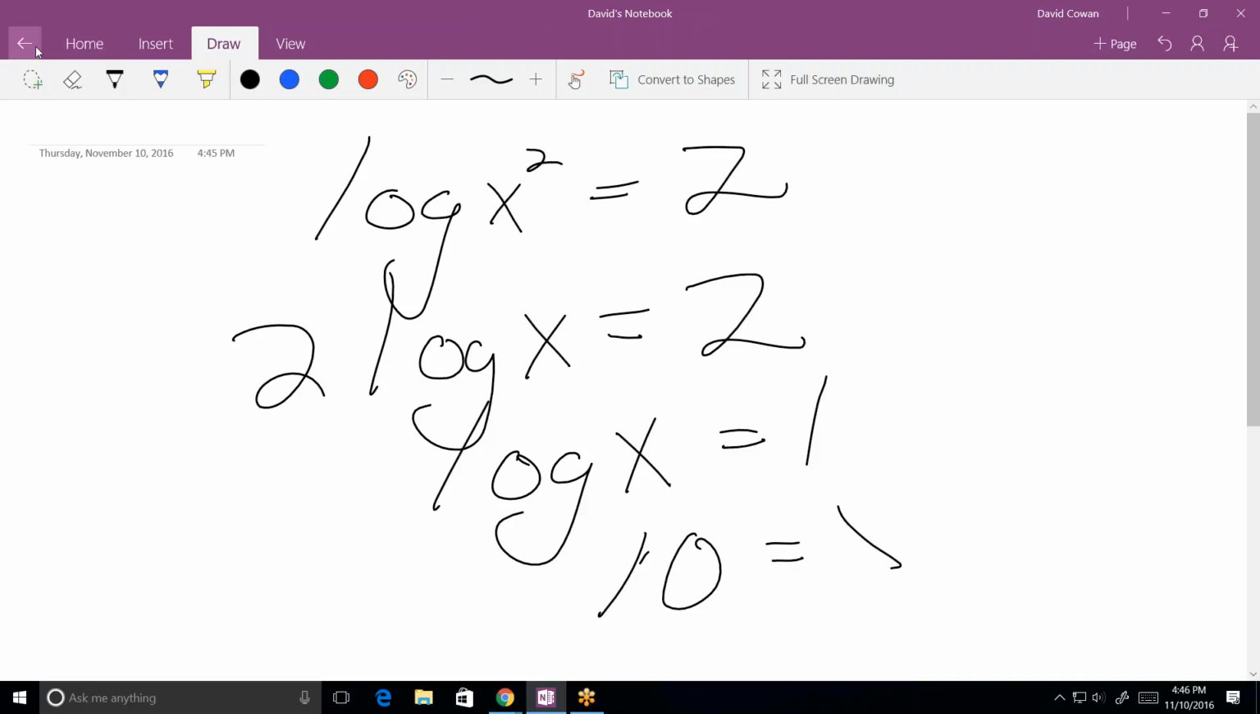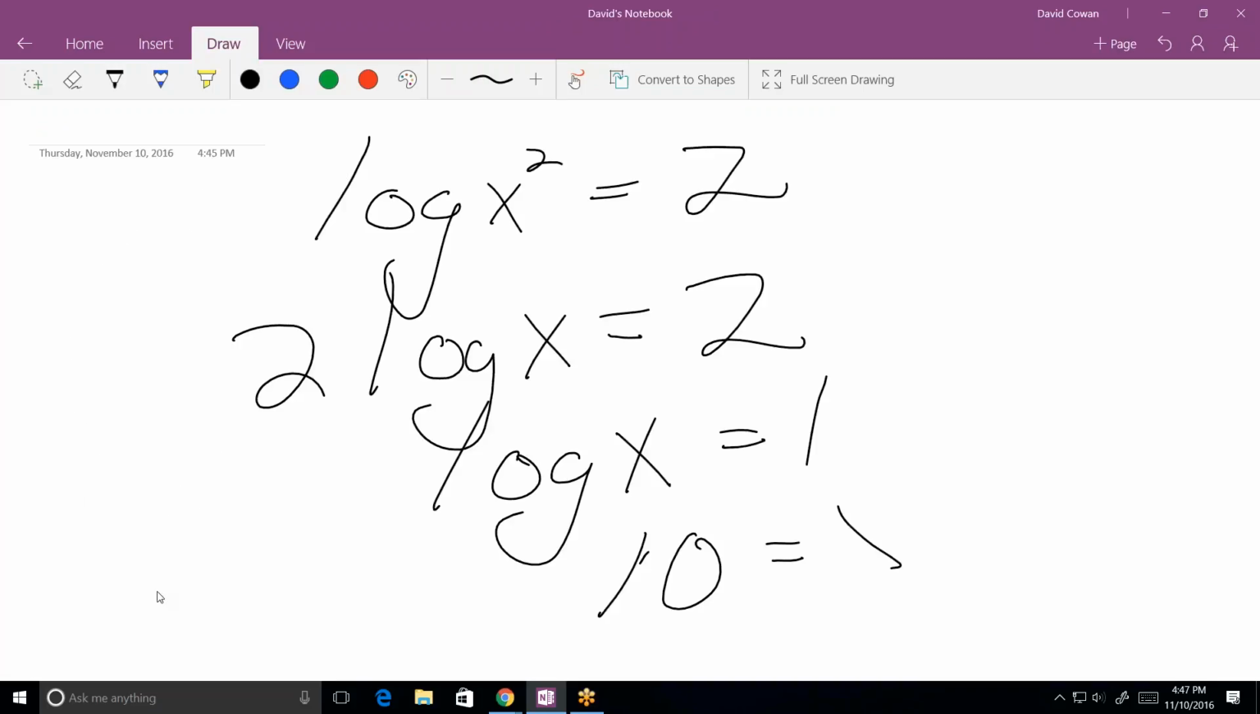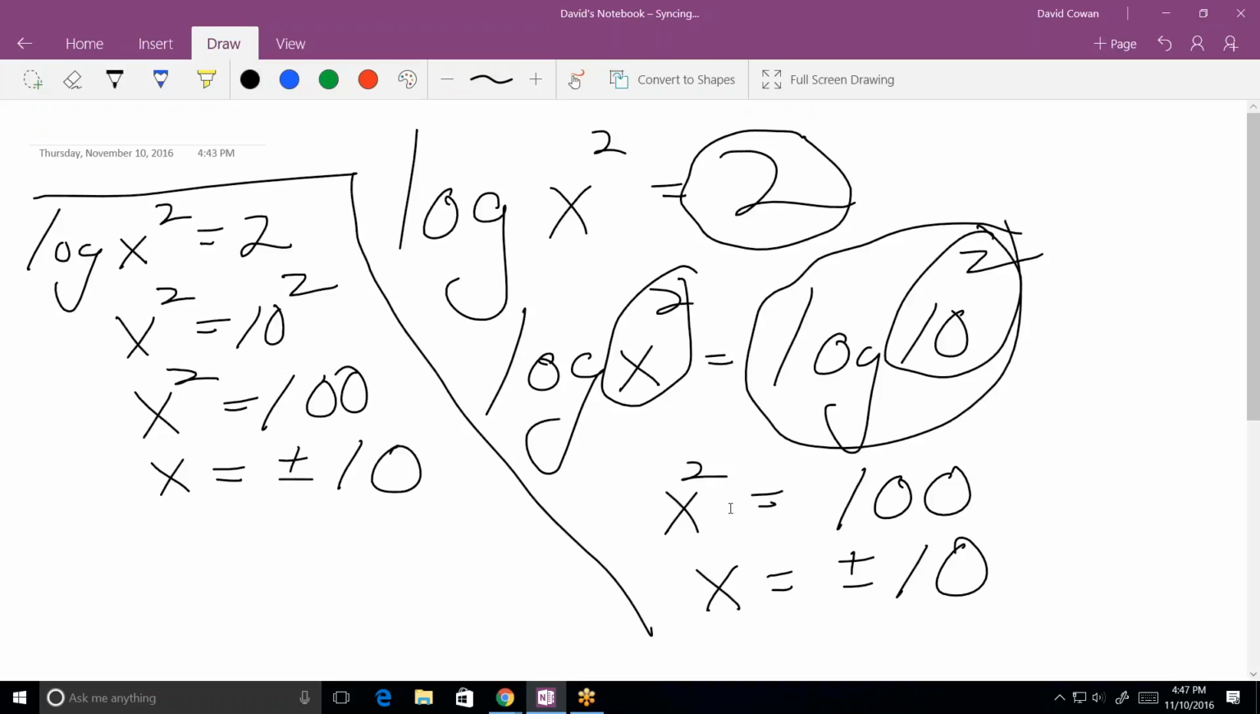Let me see if I can figure out how to go back to that page. When I did it, this method on the left here is pretty straightforward. All I'm doing is converting it to exponential. And I get my proper solution. This method on the right is a bit unconventional, but it's certainly true and valid. I can write the number 2 as log base 10 of 10 squared. And then using the one-to-one property, I can come up with the same plus or minus 10.